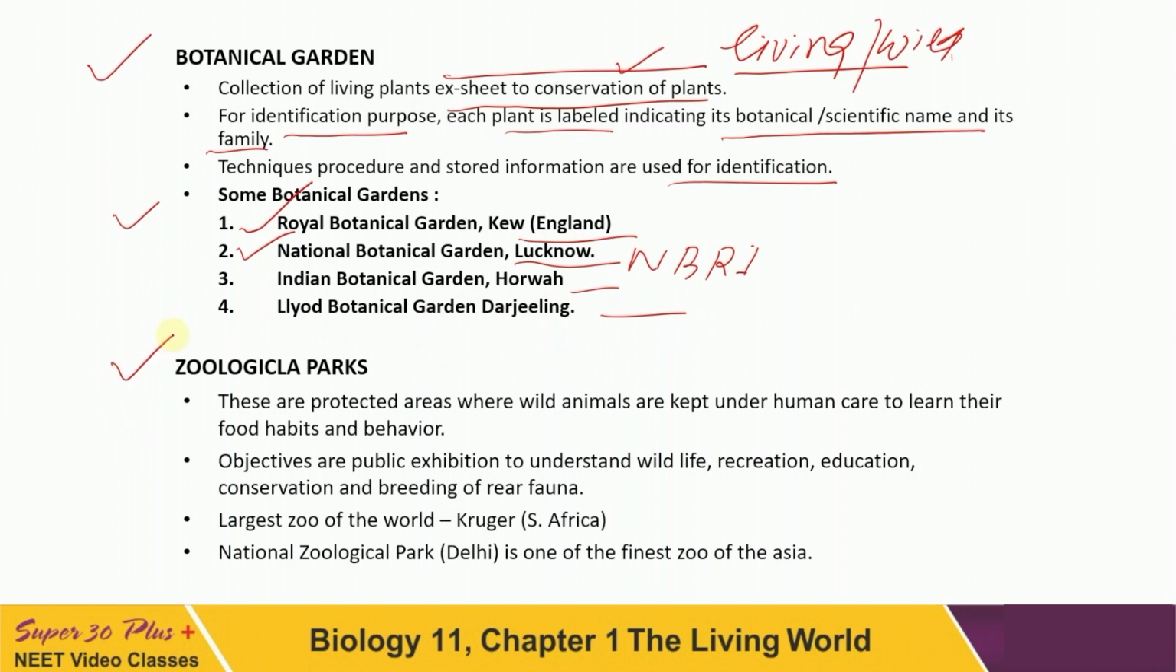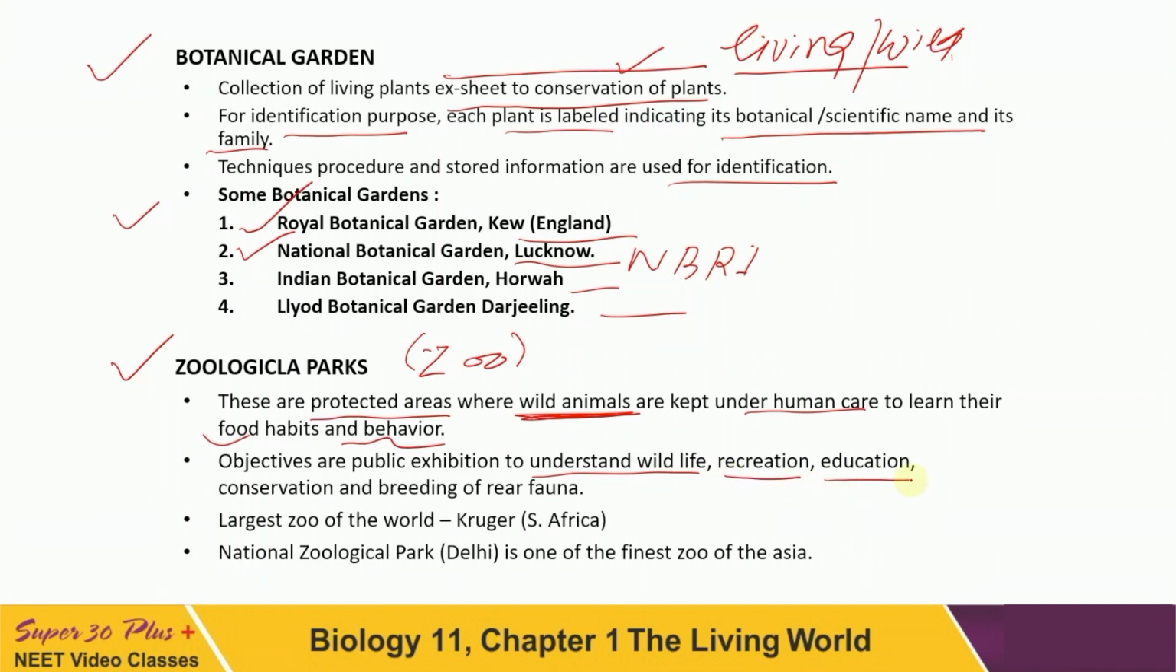Come to the next now, that is zoological parks. Zoos, Chidiyaghar we used to call them. You must have visited some zoo. These are protected areas where only wild animals are kept. See, the cow and goat will not be kept here. Wild animals are kept under human care. What was the purpose? The purpose is to study their food habits and their behavior, to develop interest in nature, to understand wildlife, for recreation, and for educating.